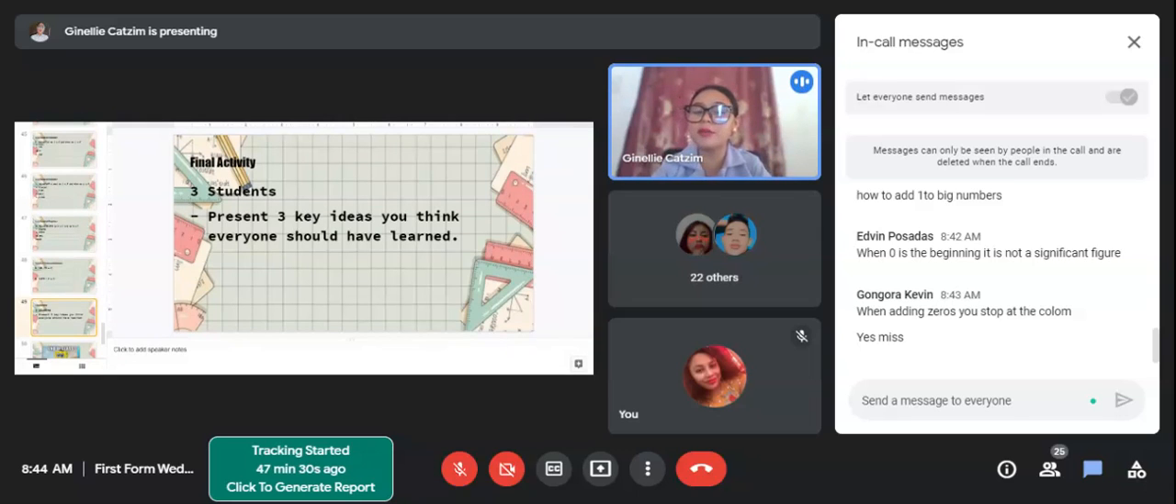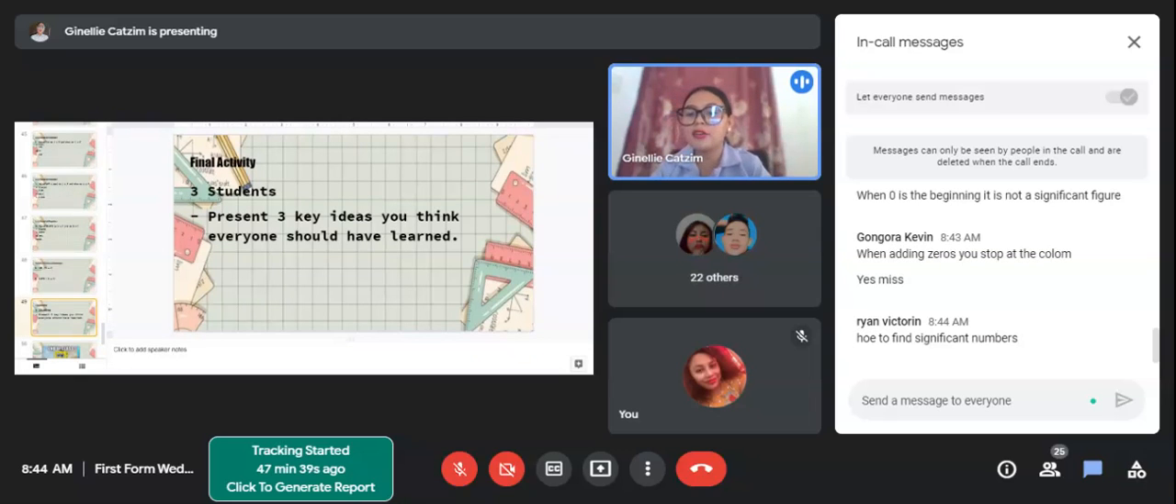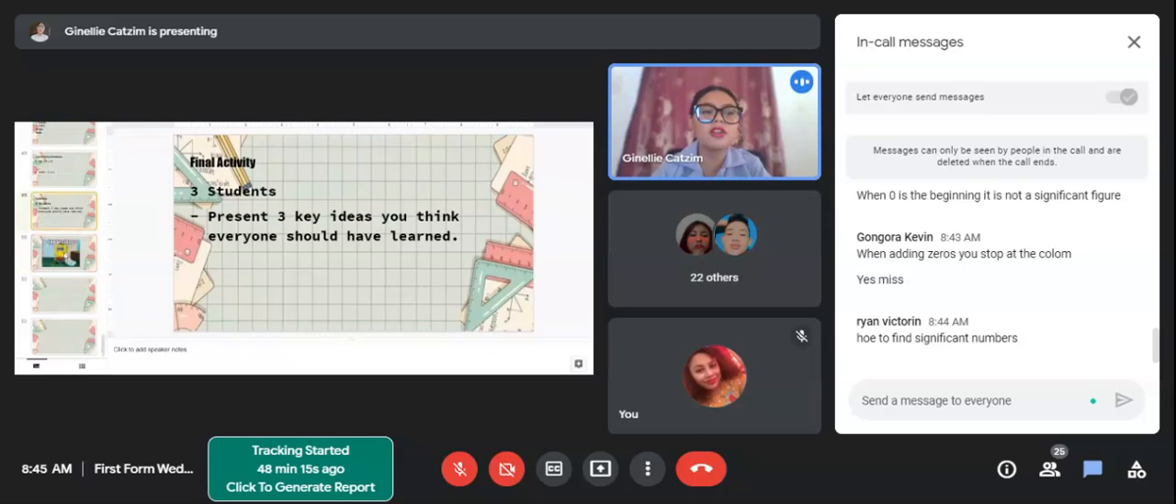Remember, the key ideas could have been something that we learned from the previous classes before, like putting your vertical bar, counting the significant figures, how to find the significant numbers. Very good, right? So these are key things that everyone should have learned today. How to round off, identifying that if we have zeros in the beginning of a number, it does not count as a significant figure. Where to stop filling out with zeros. How to find significant figures. So that is basically what you should have learned today.